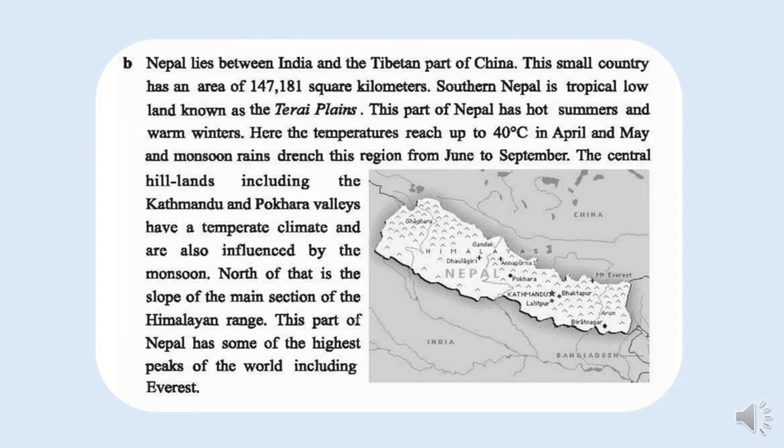Part B. Nepal lies between India and the Tibetan part of China. This small country has an area of 147,181 square kilometers. Southern Nepal is tropical lowland known as the Terai Plains. This part of Nepal has hot summers and warm winters. Here the temperatures reach up to 40 degrees Celsius in April and May, and monsoon rains drench this region from June to September. The central hill lands, including the Kathmandu and Pokhara valleys, have a temperate climate and are also influenced by the monsoon. North of that is the slope of the main section of the Himalayan range. This part of Nepal has some of the highest peaks of the world, including Everest.